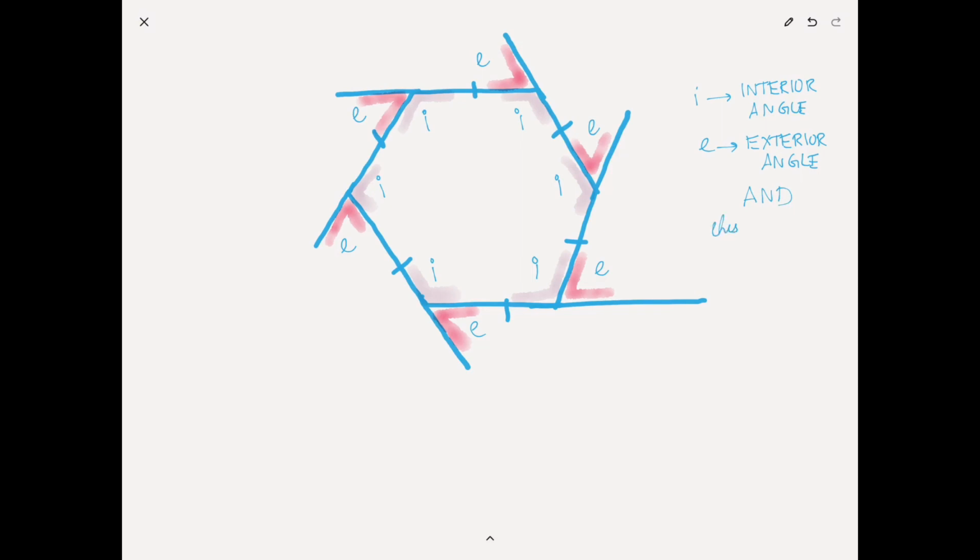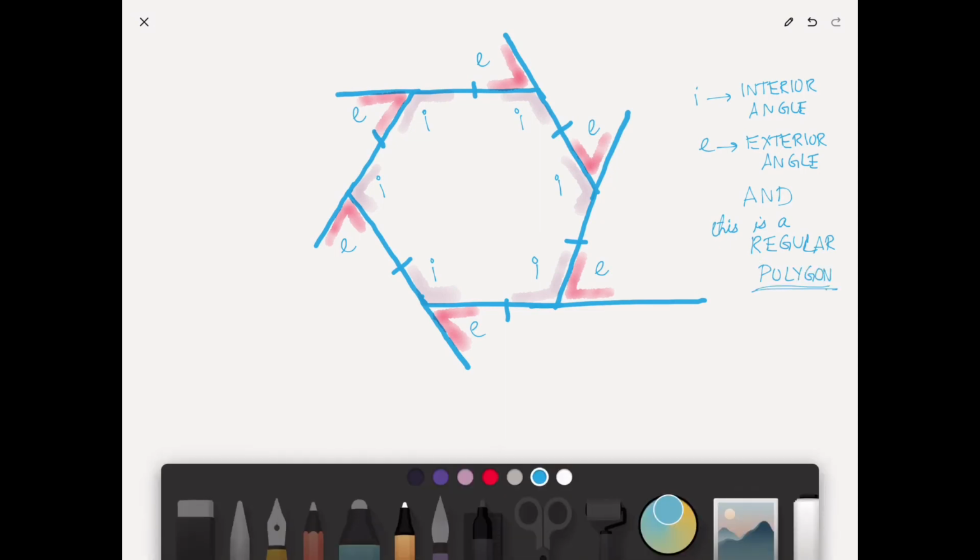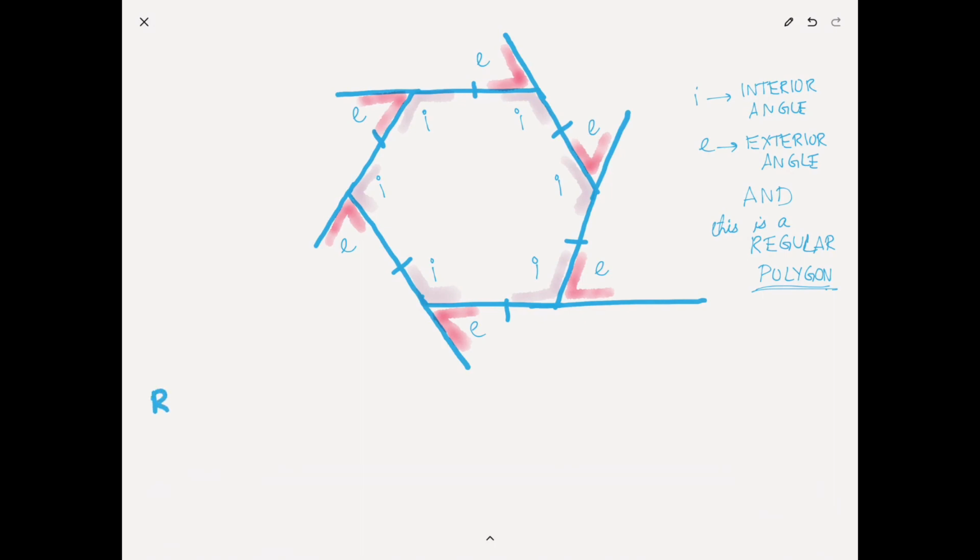Now there are some rules about this regular polygon that we need to remember, and those rules are going to apply to any regular polygon, be it an equilateral triangle or a square or any other regular polygon like a regular octagon or regular 25-gon or whatever. So the first rule is that, as you can see, the interior angle and the exterior angle lie on a straight line. That's why I plus E is equal to 180 degrees.